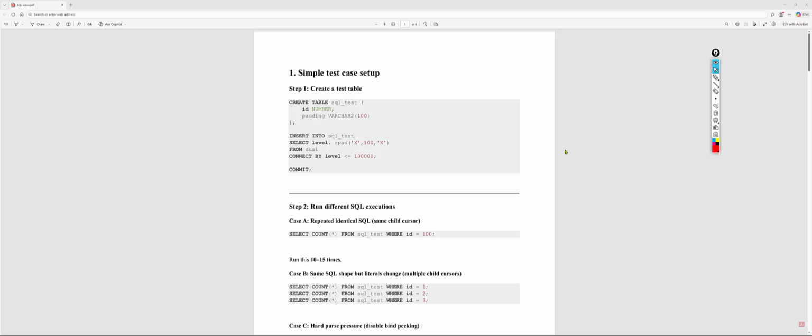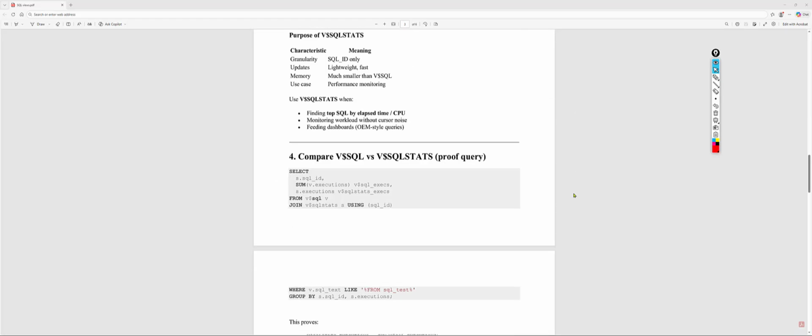Hey guys, in this session let us see a simple test case on the different views related to the SQL statement in an Oracle database. So we have multiple views which can be used to monitor the SQL statements which are executed on the database in terms of the parsing, the execution plan information, the number of sorts, and the number of executions.